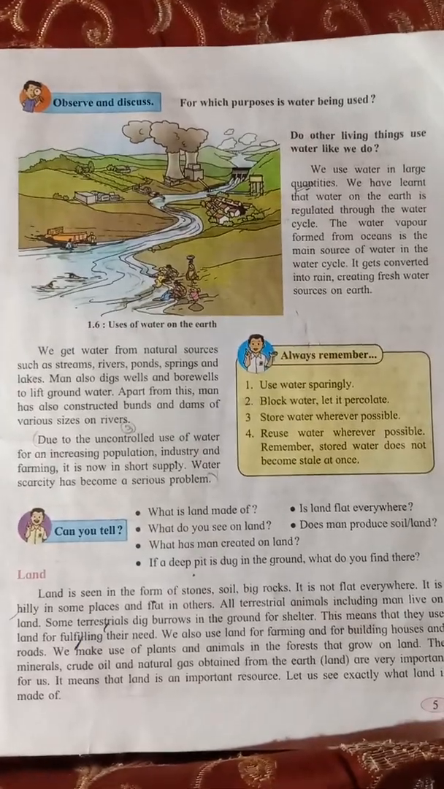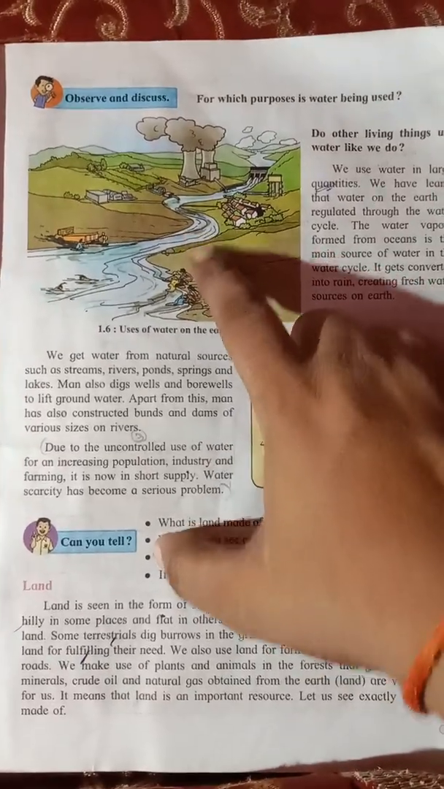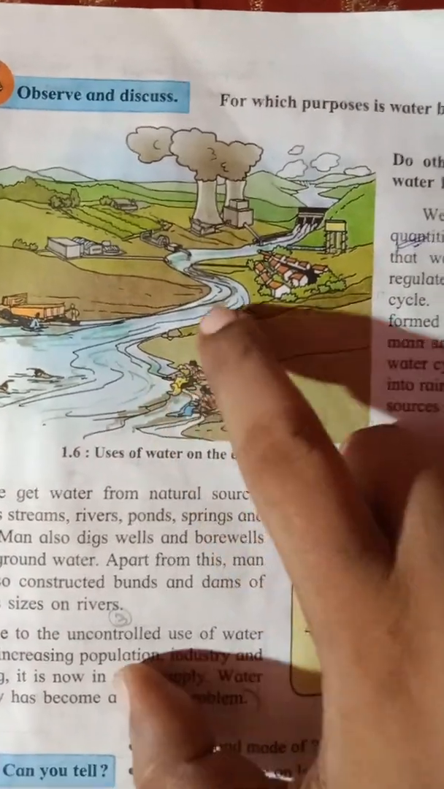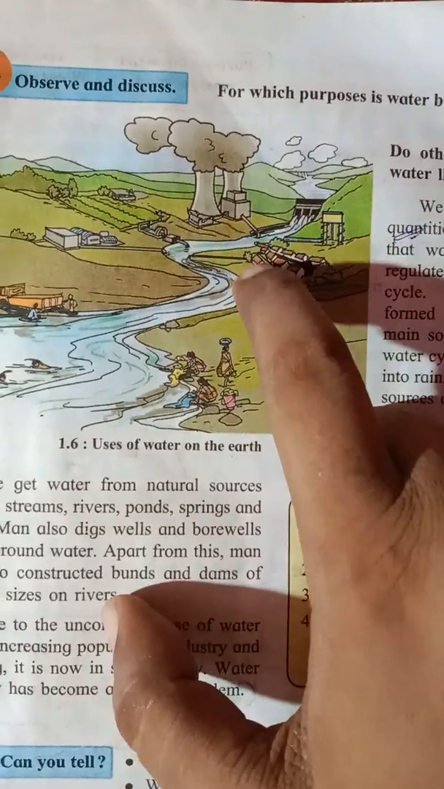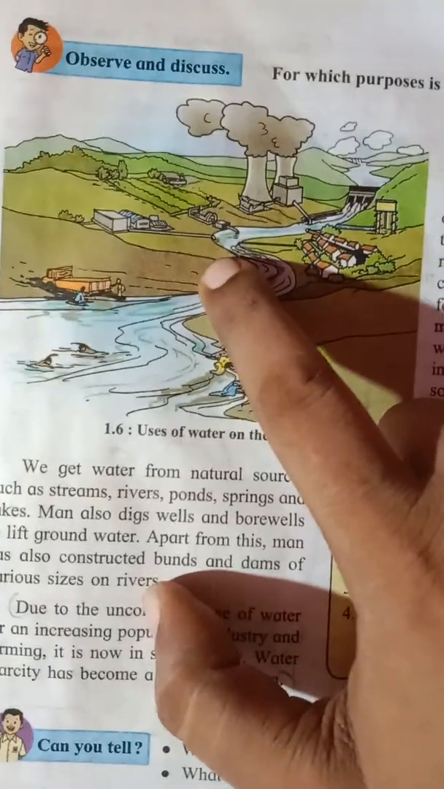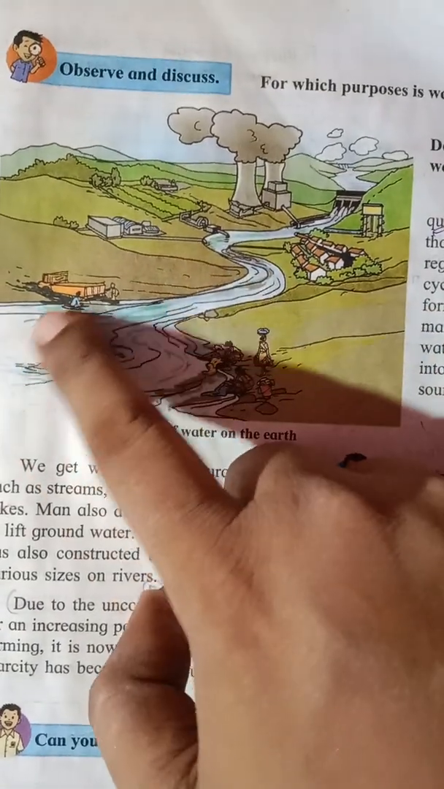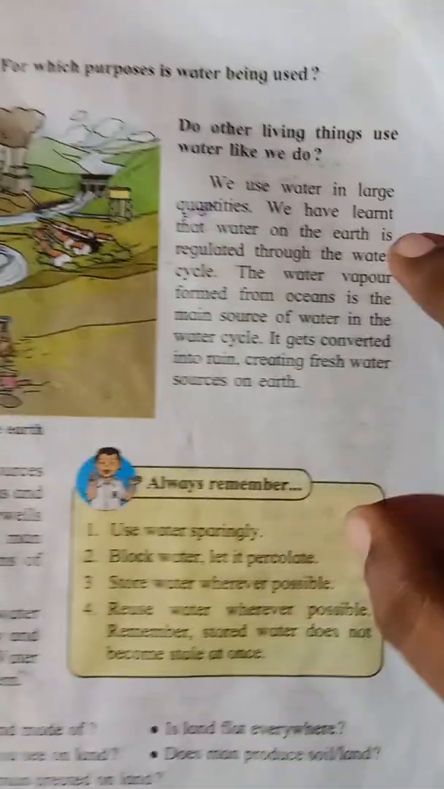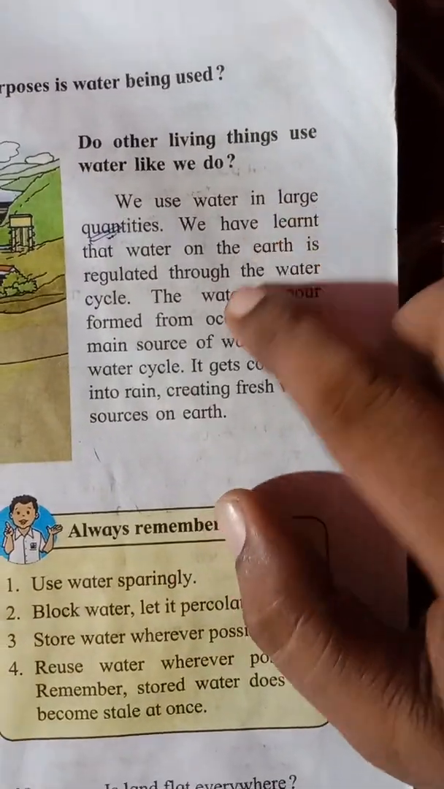Now see for which purpose water is being used. If you want to observe the diagram, you will be able to know properly. Water is used for washing clothes, for drinking, in factories, chimneys, and for washing vehicles, all this. Do you think about how much water we use?